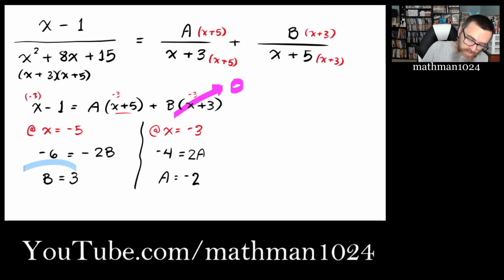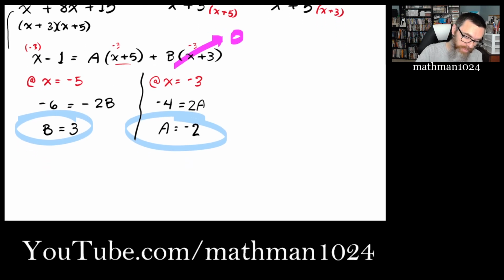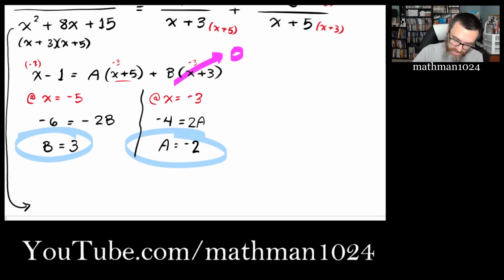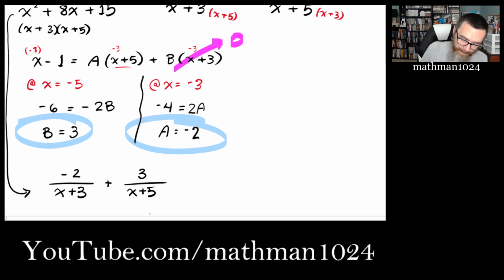So we will use these guys right here that we found for a and b, and that tells us how to break down this fraction. So that means that my fraction from up above breaks down as, let's make sure I don't miss this, it's a, so it's going to be negative 2 over x plus 3 plus my b value, 3 over x plus 5. This is my partial fraction decomposition.